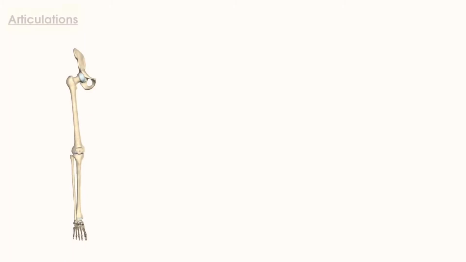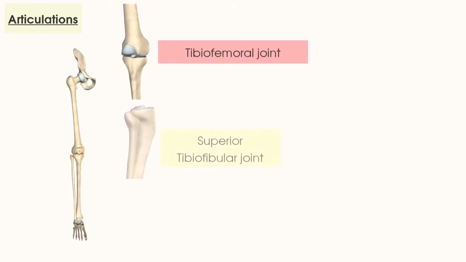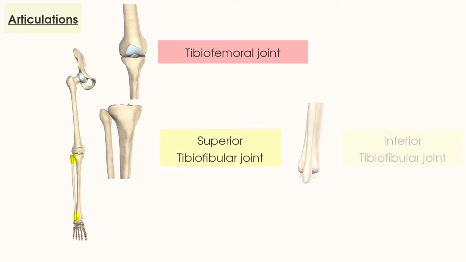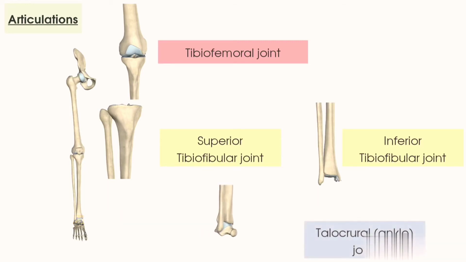So now let's think about the articulations that these bones have. Exclusive to the tibia at the top is the tibiofemoral joint, which is part of the knee joint. Between the tibia and the fibula, we have the superior and inferior tibiofibular joints, and then distally the fibula and the tibia form joints either side with the talus to form the talocrural joint, or what we commonly know as the ankle joint.